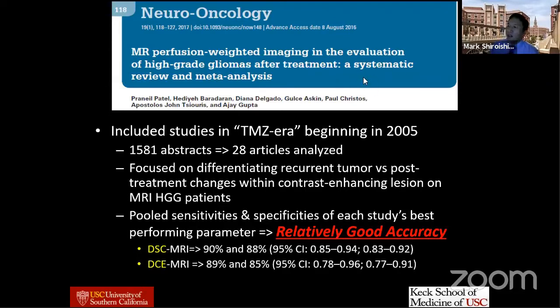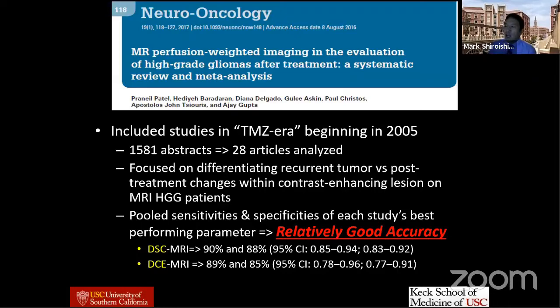So there have been a number of systematic reviews and meta-analyses looking at perfusion MRI in this post-therapy setting. After the person has had maximal safe surgery and the temozolomide chemoradiation, how well does perfusion MRI function in terms of accuracy to differentiate progressive tumor from post-treatment radiation effect? They found that it has relatively good accuracy when you're looking at sensitivities and specificities, true positive and true negative fractions. These are just different methods of looking at accuracy, and they're bordering on 90%, 88%, much better than just using the conventional imaging, in which case you're basically just guessing.